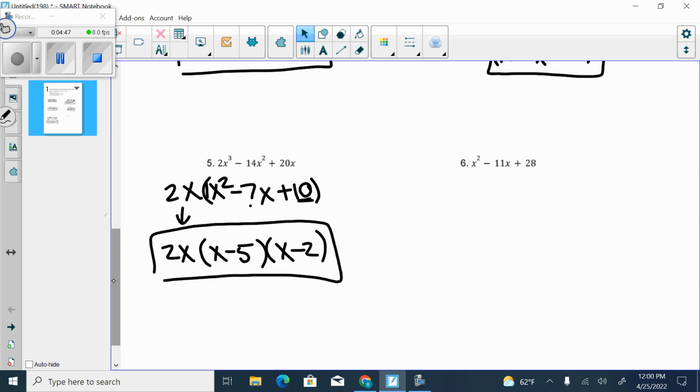All right, and then we just have one left. On number 6, do we have a GCF? No GCF, okay. So I'm going to make my parentheses here. It is going to have to multiply to give us 28, because 1 times 28 is 28, and add to give us negative 11. Negative 7. Good.